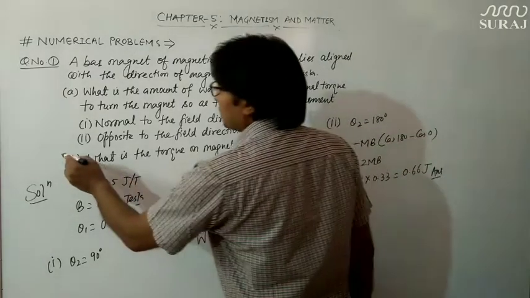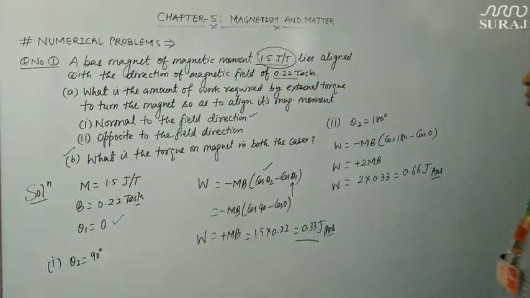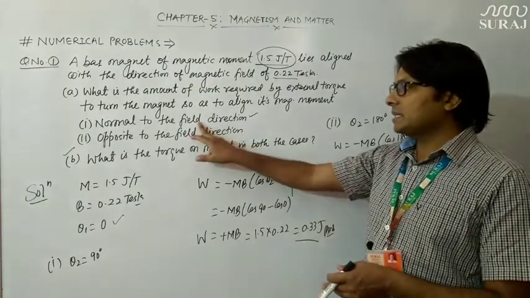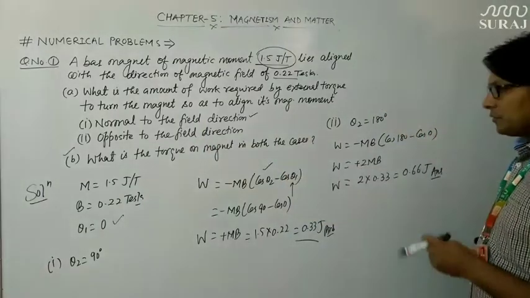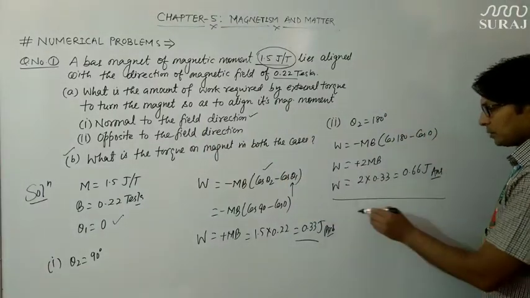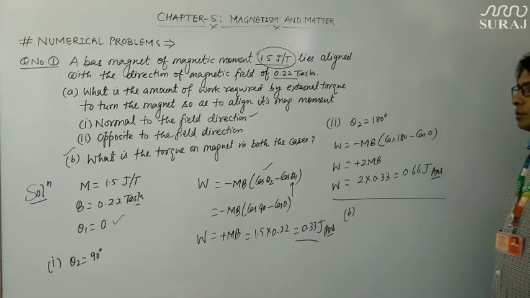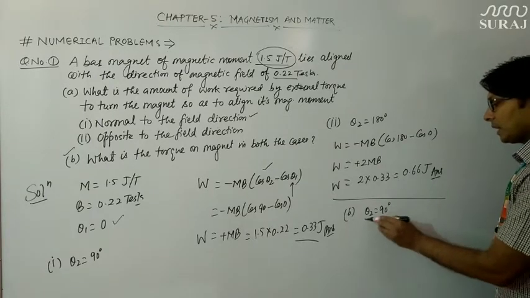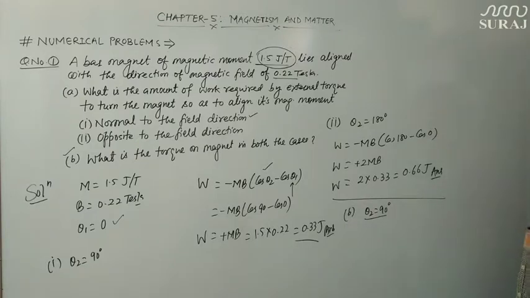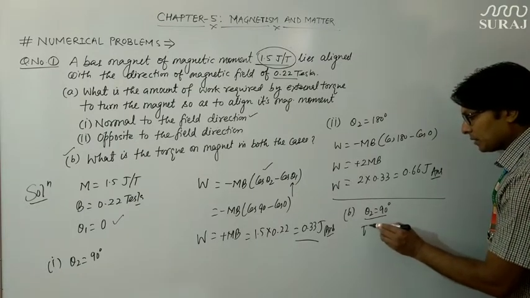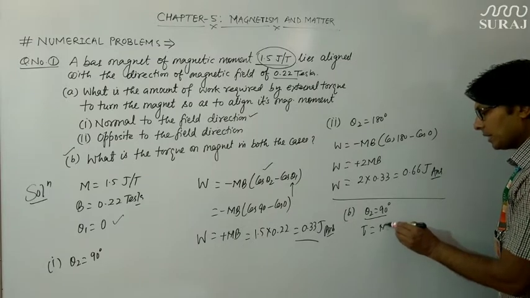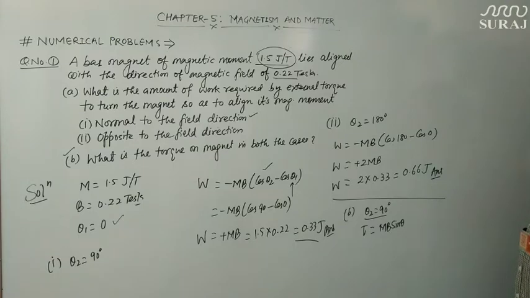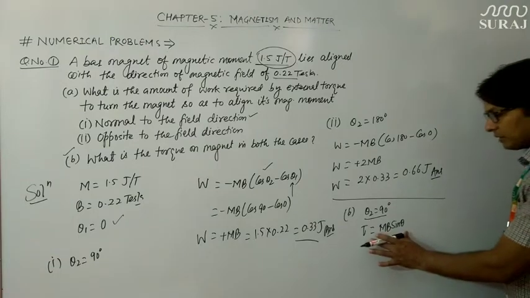Now the B part of this question: what is the torque on the magnet in both the cases? Both the cases means the first case and the second case. In the first case, theta is actually 90 degree, and when the angle is 90 degree, the torque is maximum, because we know the formula of torque is equal to mB sine theta. Torque on a bar magnet placed in uniform magnetic field, we have derived this formula.